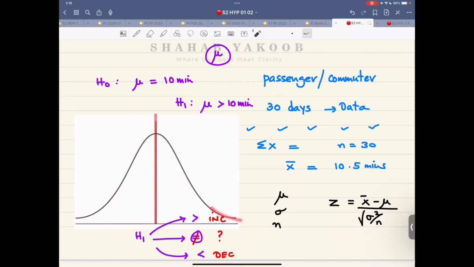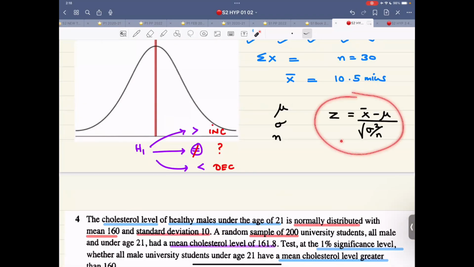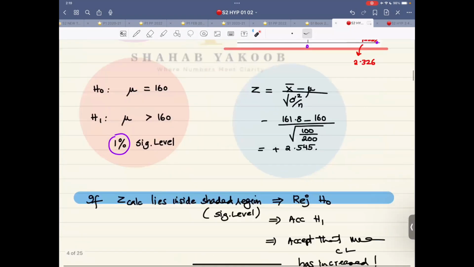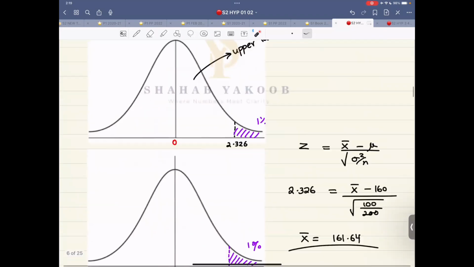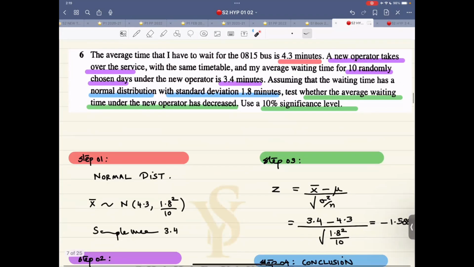The tail is this and this. So for increase, we focus on the extreme right. For decrease, we focus on the extreme left. And in a two-tail test, we focus on both. It's related to sampling. That is how Z is calculated. This is the cholesterol question that is done in class. And we did it through the X bar method also, and so on.